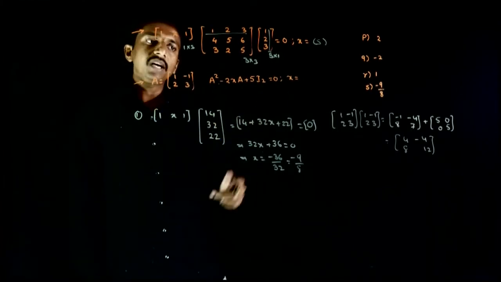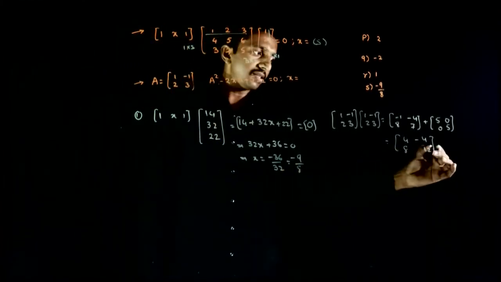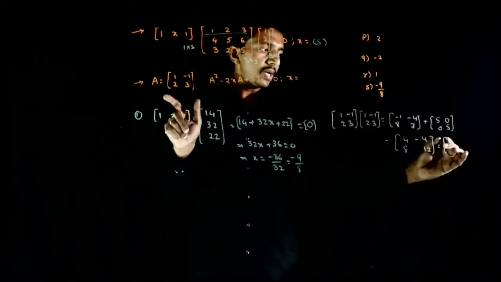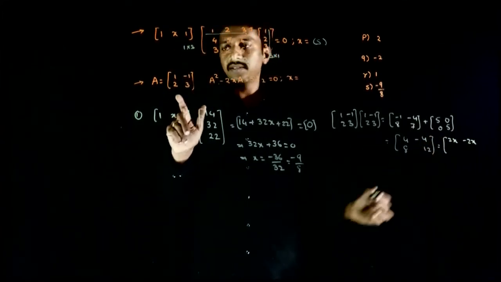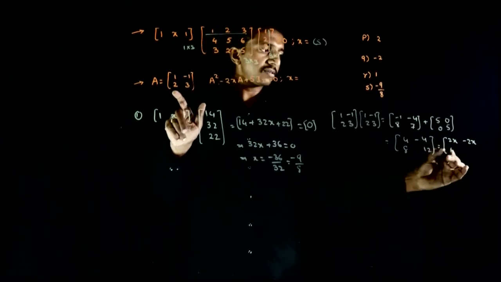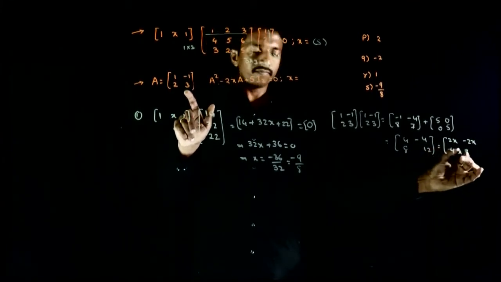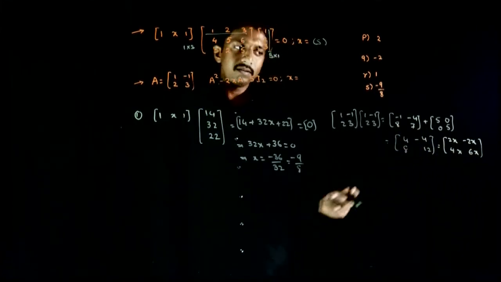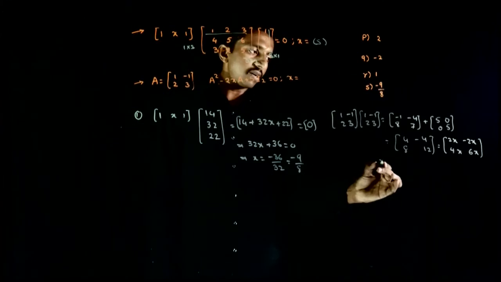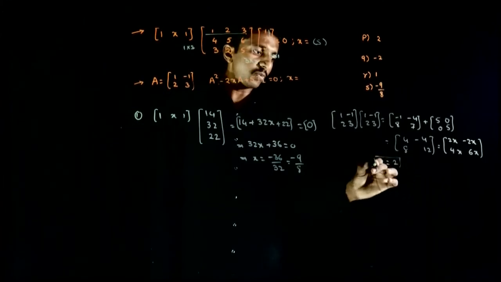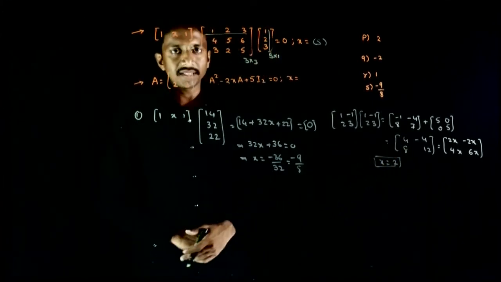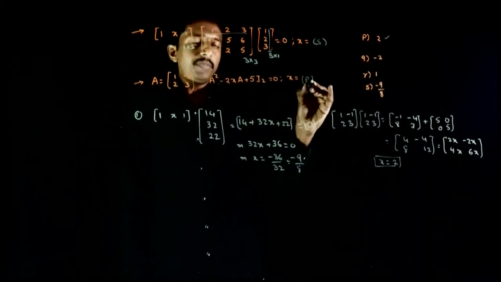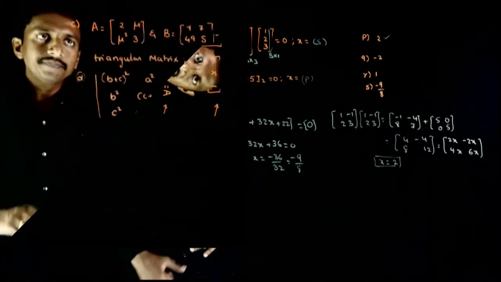So this has to be equal to 2x times A. Multiplying A by 2x, you get 2x, minus 2x, 4x, 6x. So equate these two. So x is equal to how much? 2. So equating corresponding elements, you're getting x is equal to 2. So P is the right answer for the second bit.